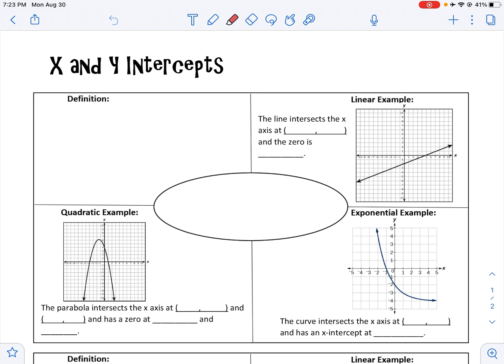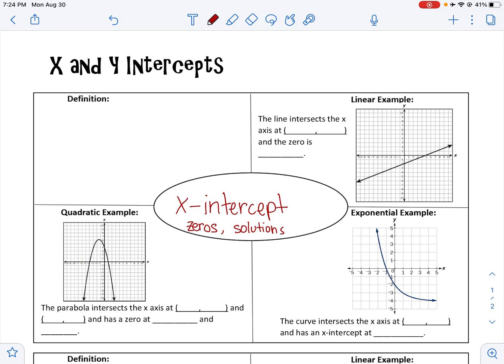So we're going to use the Frayer model to help us identify some important information about the X and Y intercept. So first we're going to start with the X intercept. So we're going to write that in the middle. Okay, from here we're going to also write in the middle some words that also mean X intercept. So some other words you may see are zeros and solutions.